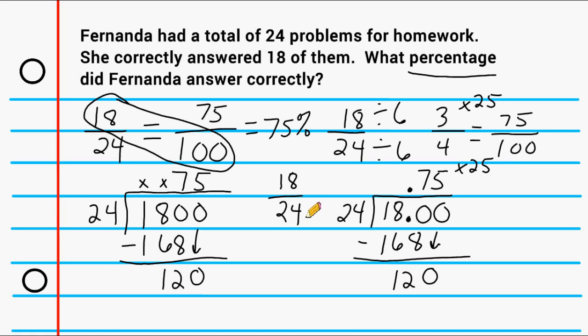Now, 18 out of 24 as a decimal is 75 hundredths, and 75 hundredths may be written as the fraction 75 over 100, which is equivalent to 75%. So we just demonstrated three different ways that you may change a fraction into a percentage.